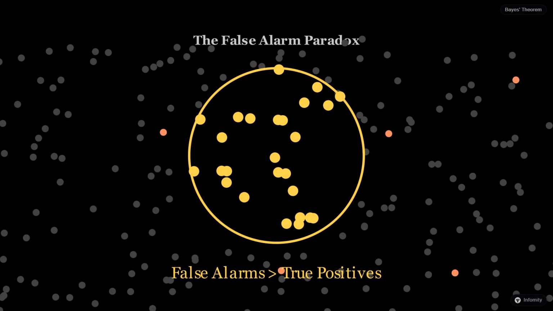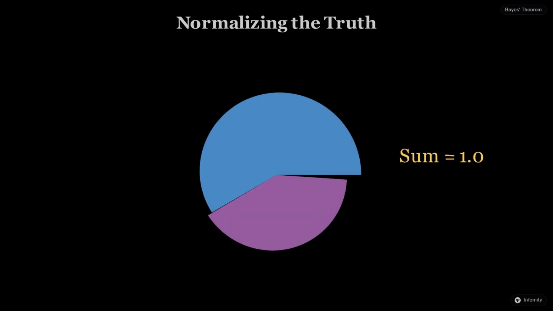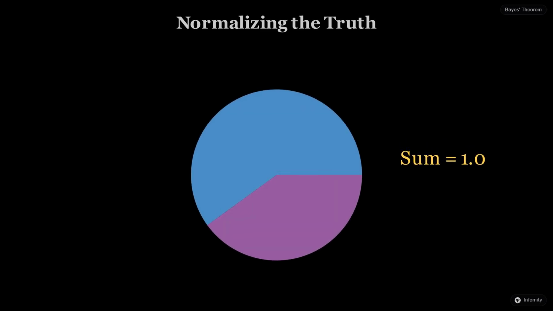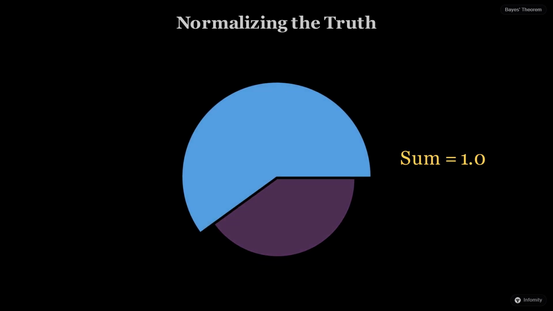The final step in our calculation is normalization. The resulting numbers might not add up to 1. But in probability, someone must be the culprit. We scale all our updated values so they fit back into a perfect circle. It's like redistributing the weight on a scale. As one suspect becomes less likely, that probability mass flows into others. This conservation of probability is what allows us to compare different hypotheses fairly.